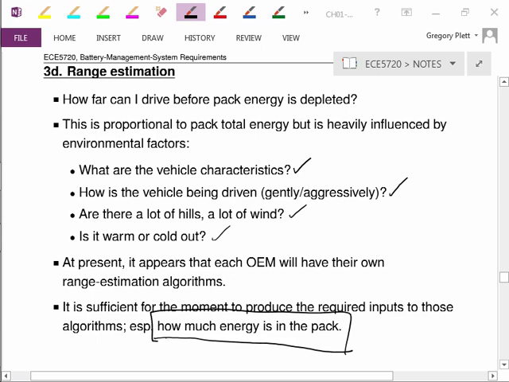So that concludes requirements 2 and 3. We now move on to requirement 4, which has to do with the state estimation. And our next topic then is looking at state of charge estimation.